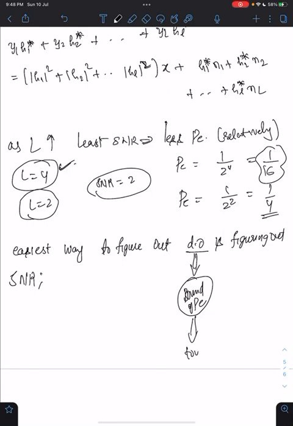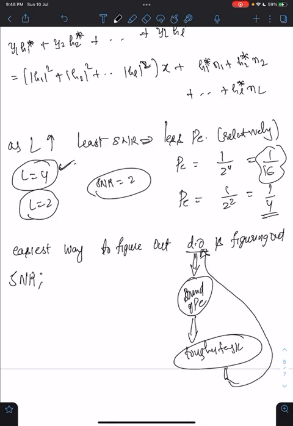I will do it in this session. It is a tougher task unless someone asks you to do it. You can do it, but from the probability of error expression you can directly find out diversity order. This is one way. Another way, which I find much easier, is to find SNR.